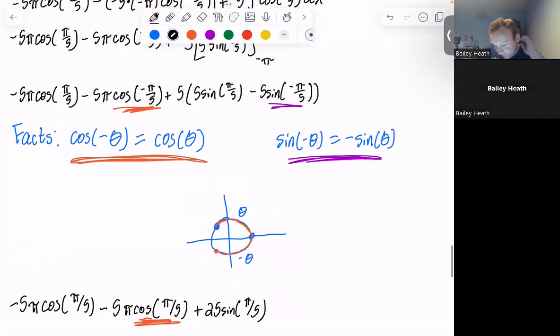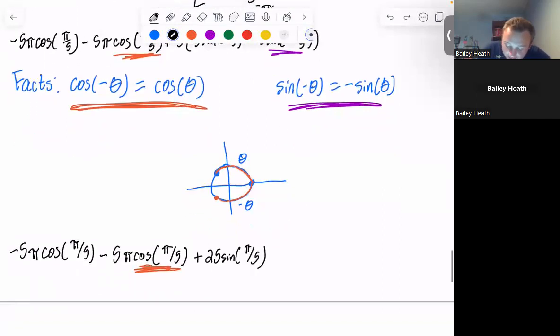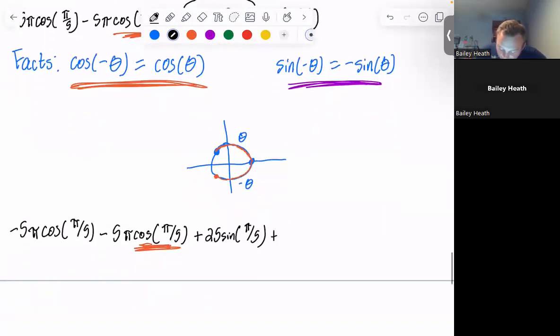And now I would get minus 25 sine of negative pi over 5. However, if I replace this sine of negative pi over 5 with negative, right? If I make this substitution, then what we end up with is a plus 25 sine pi over 5.